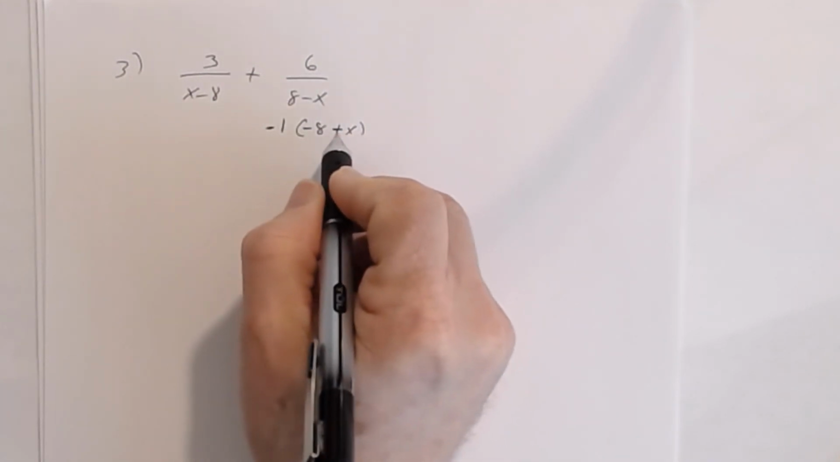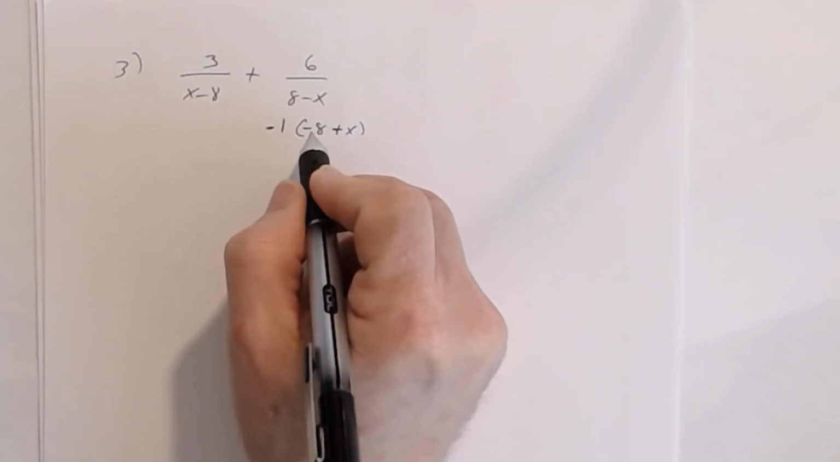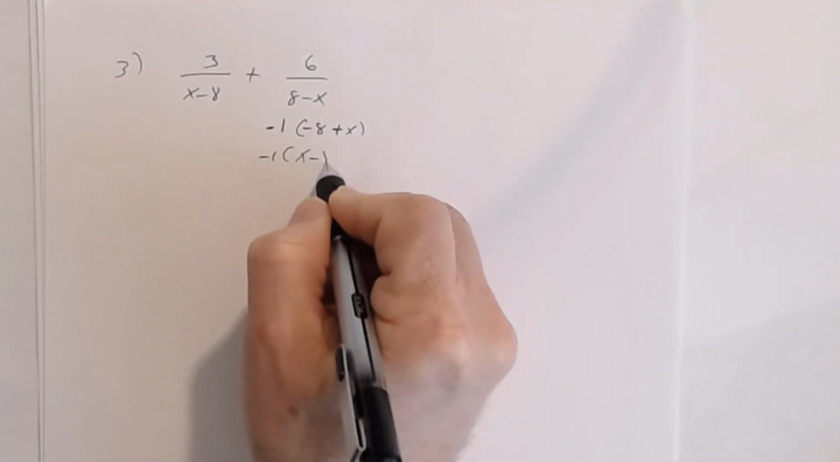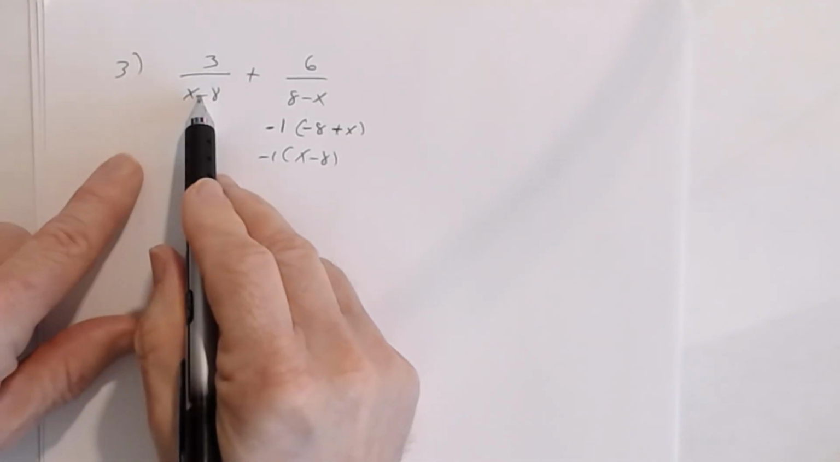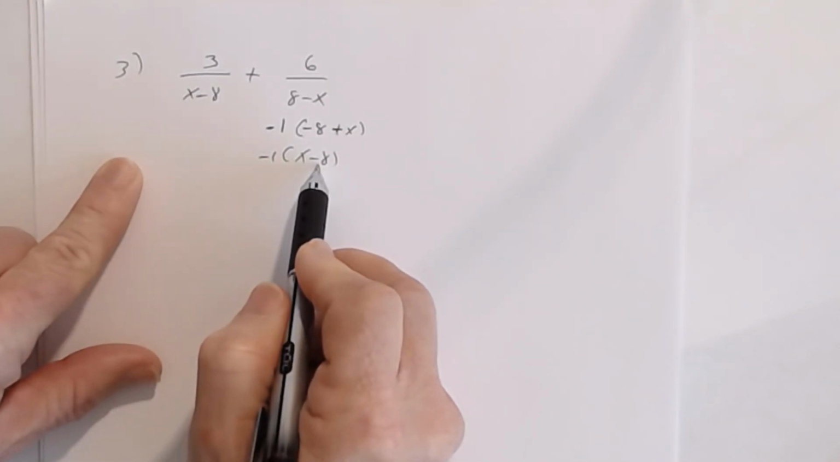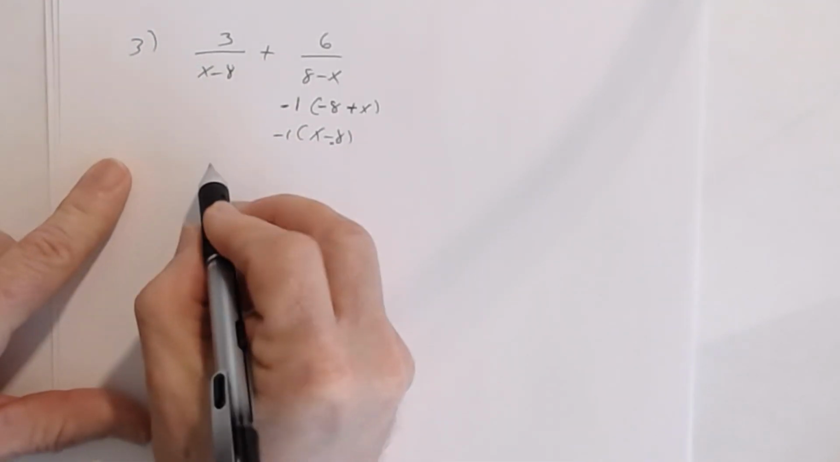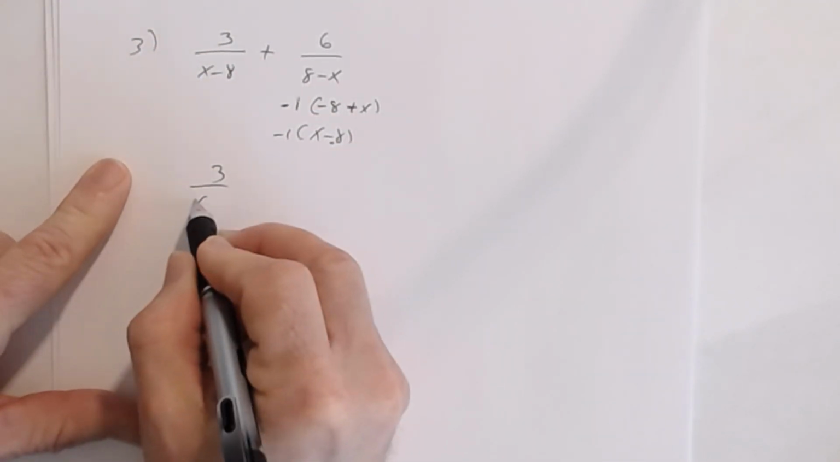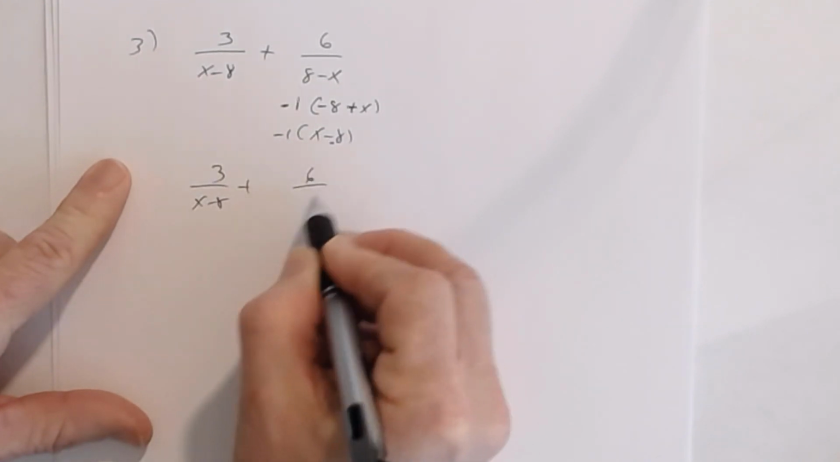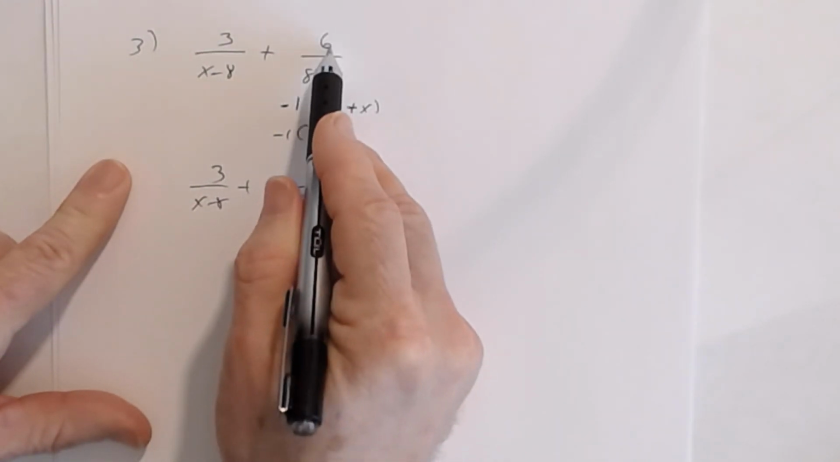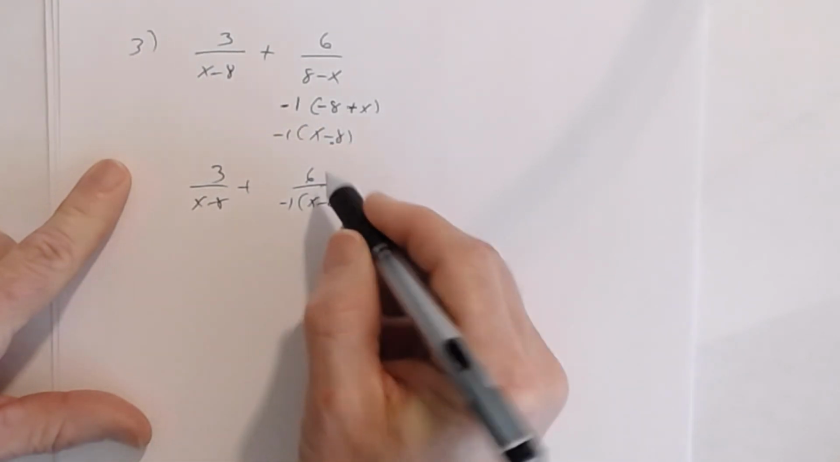And I'm going to rewrite this to make it look like this. Negative 8 plus x is the same as x minus 8. So this and this are the same. See that? This and this are the same now. Now I want to show you something. I'm going to go ahead and rewrite this as 3 divided by x minus 8 plus 6 divided by negative 1 times x minus 8. So I just wrote this as 6 divided by this right here.